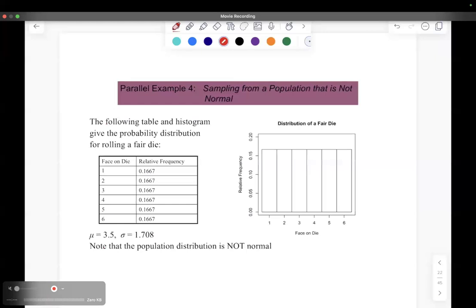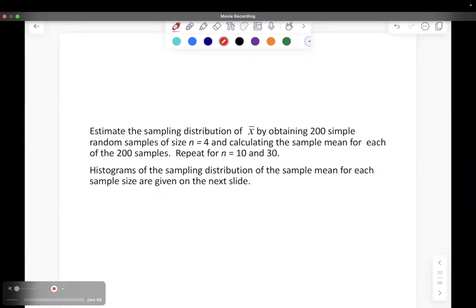So if you have a population that is not normal, this is one nice thing about this, because when we have a not normal population, a lot of our analysis methods we're not allowed to use if the population isn't normal. Therefore, using the sampling distribution helps us normalize our population. The way we do that, I'm going to my next screen.